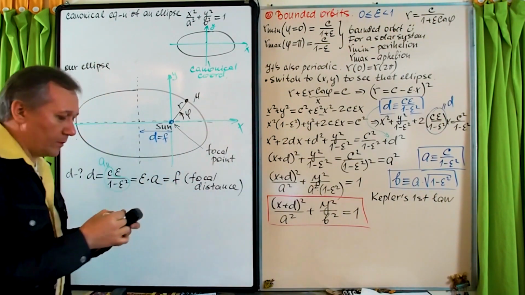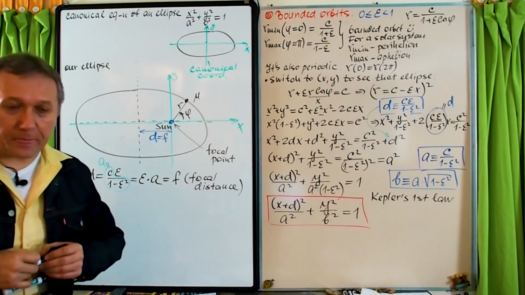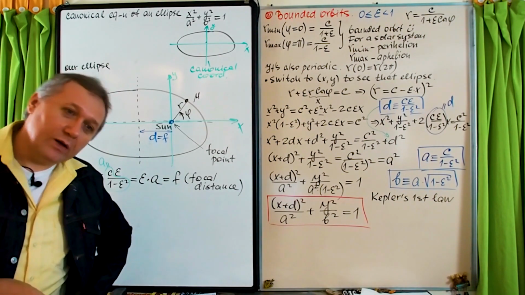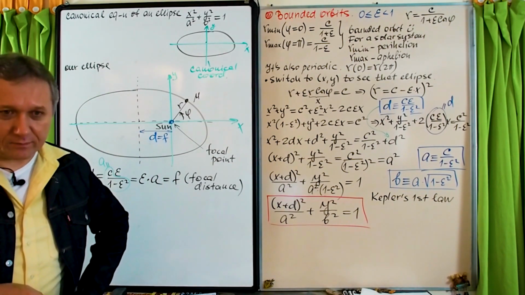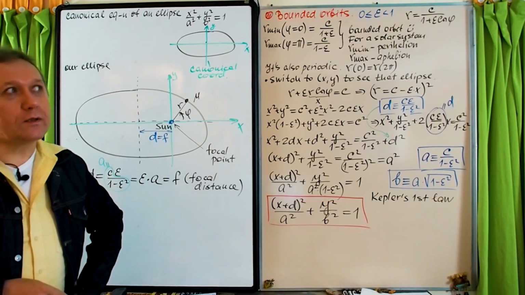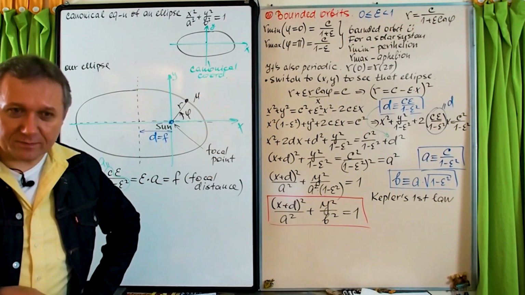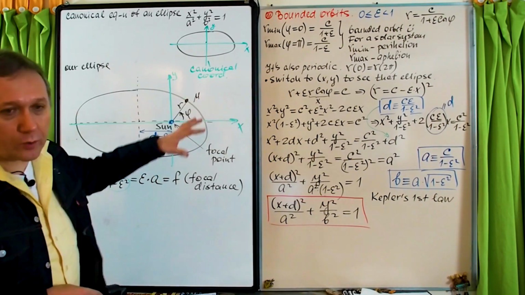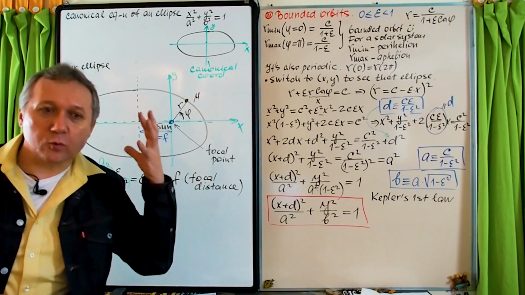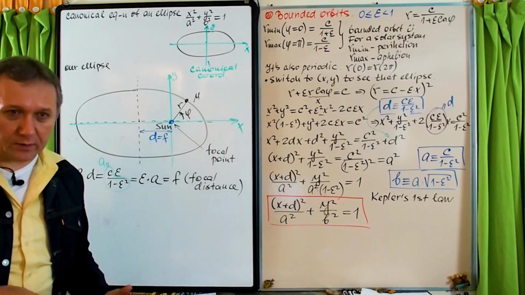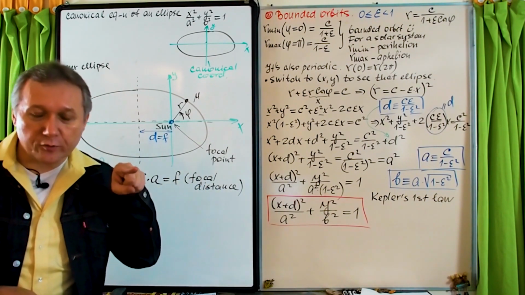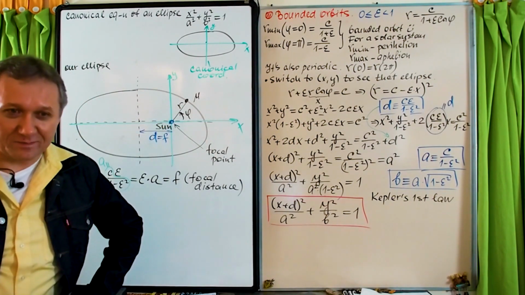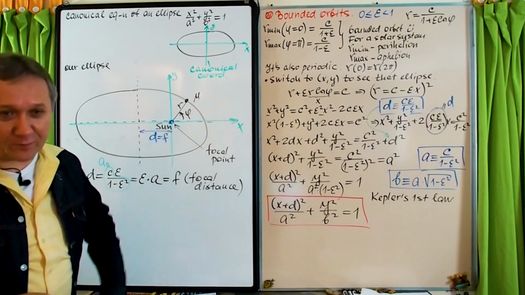You can ask, how come? Because you remember where our origin is. When we were modifying the Lagrangian, we moved the origin to the center of mass. And if you have the solar system, the sun and the earth, the mass of the sun is way, way, way larger, and the center of mass for the sun-earth system is inside of the sun. That's why the sun is at the focal point.